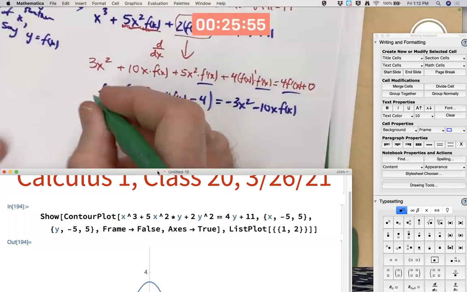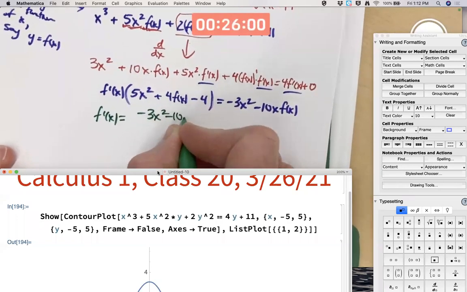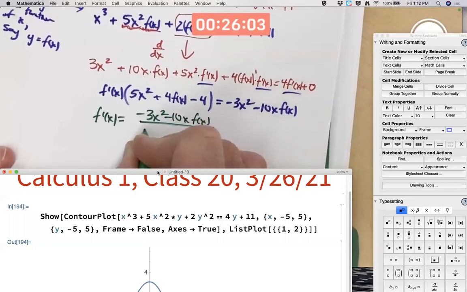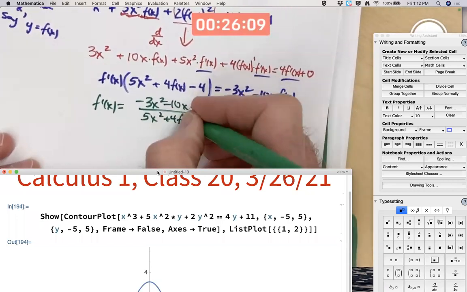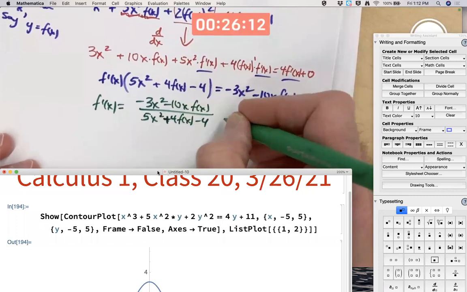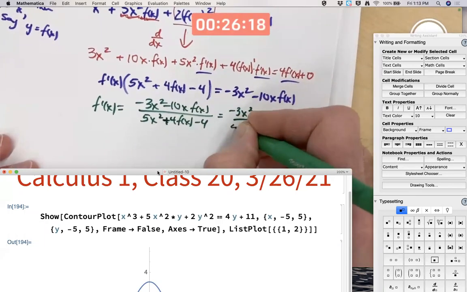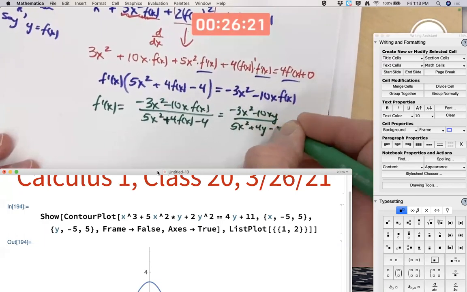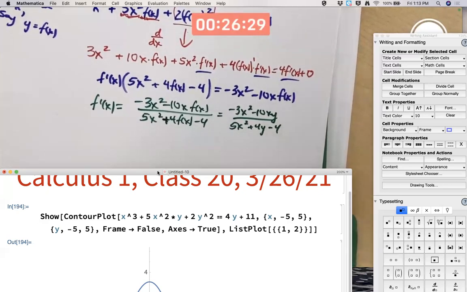F prime of x would then equal negative 3x squared minus 10x f of x all over 5x squared plus 4f of x minus 4. On Wednesday, we wrote this as negative 3x squared minus 10x y over 5x squared plus 4y minus 4. Hopefully I haven't made a mistake. Does that look good? Let me double check that that's the same thing I got on Wednesday. Yep, that's the same thing.